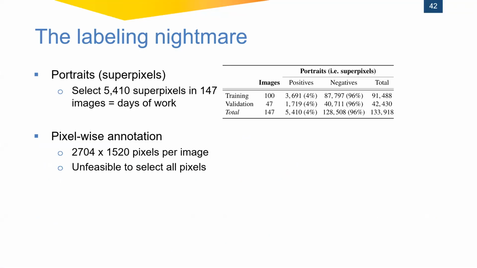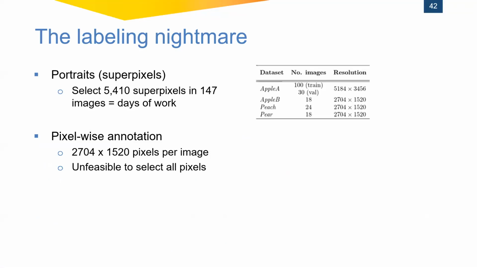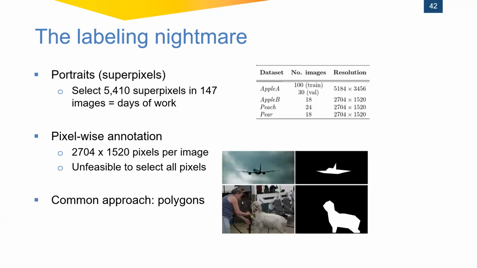So if you think about how we annotate images for segmentation at the pixel-accurate level, it becomes unfeasible to select all the pixels. It already took lots of time for the superpixel selection. Imagine selecting all the pixels. Commonly, what people do is try to draw polygons around the objects of interest. But as you can see here, these are examples of annotation of the COCO data set.